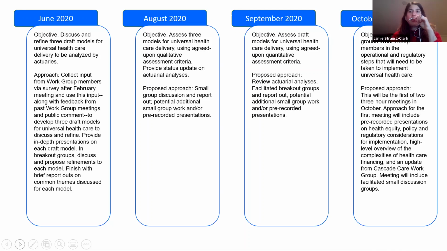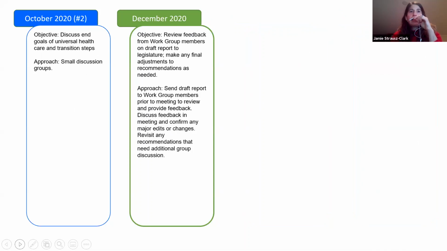And then in our first of 2 October 2020 meetings, we focused on the operational and regulatory steps that would be needed to implement universal health care. Liz, if you could advance the slide.